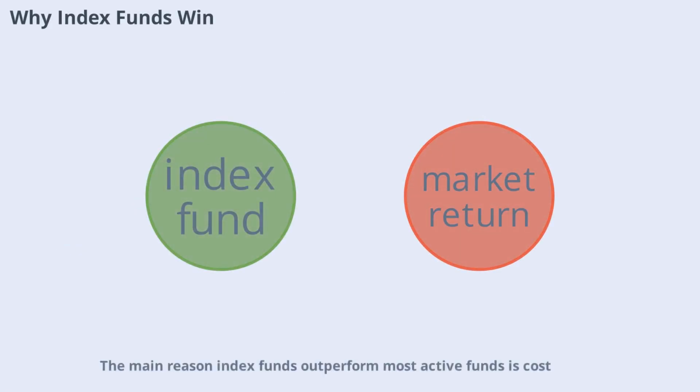The main reason index funds outperform most active funds is cost. Active managers spend heavily on research, trading, and salaries, which eats into your returns. Index funds, on the other hand, are inexpensive to run and have lower turnover, making them more tax efficient. Over decades, these small savings add up, leaving more money in your pocket. Accepting market returns rather than chasing elusive outperformance is a powerful mindset shift for long-term investors.